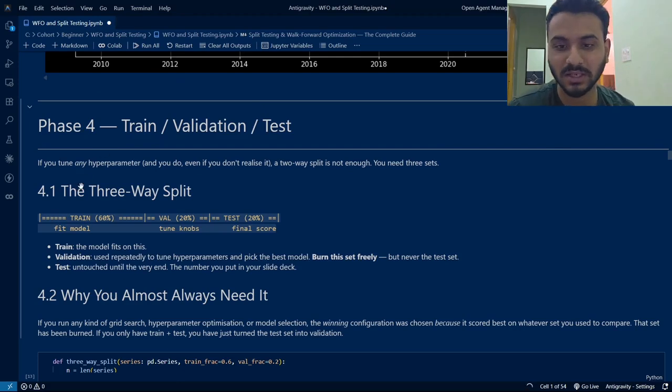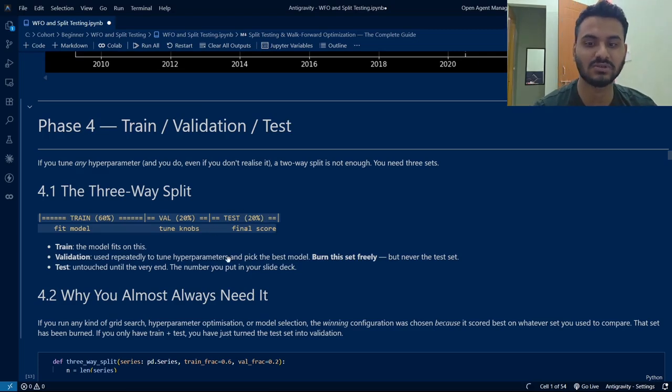Now what we will do is use 60% of the data to train the model, then 20% to tune the knobs of the model, and then 20% as a final validation score. Train: the model fits on this. Validation: used repetitively, as I said.